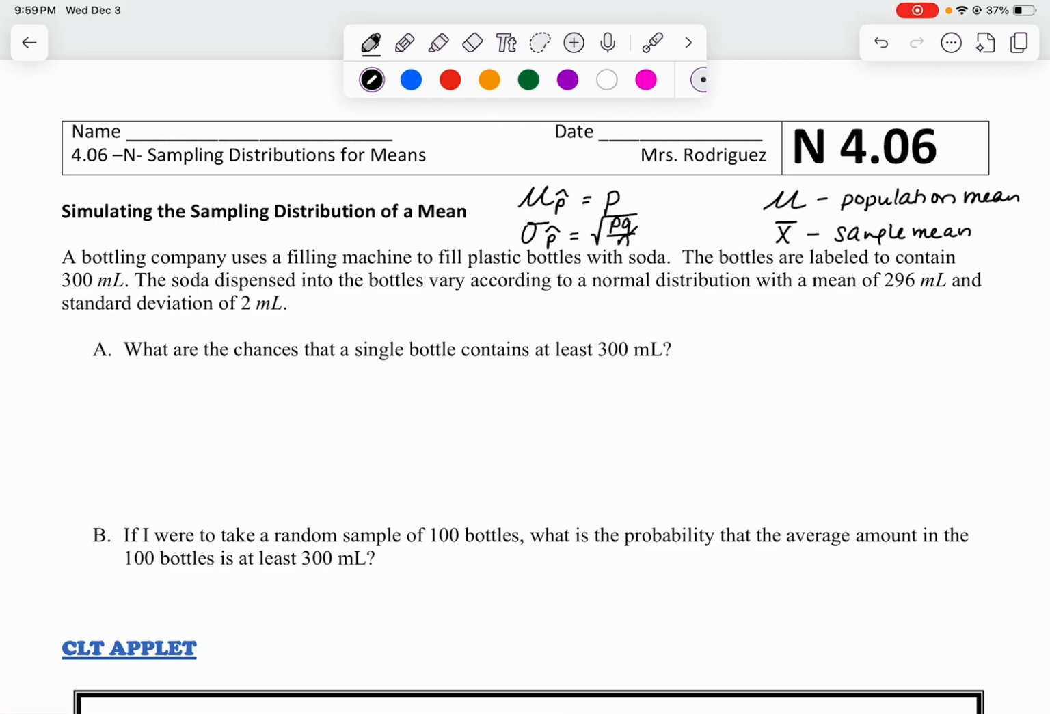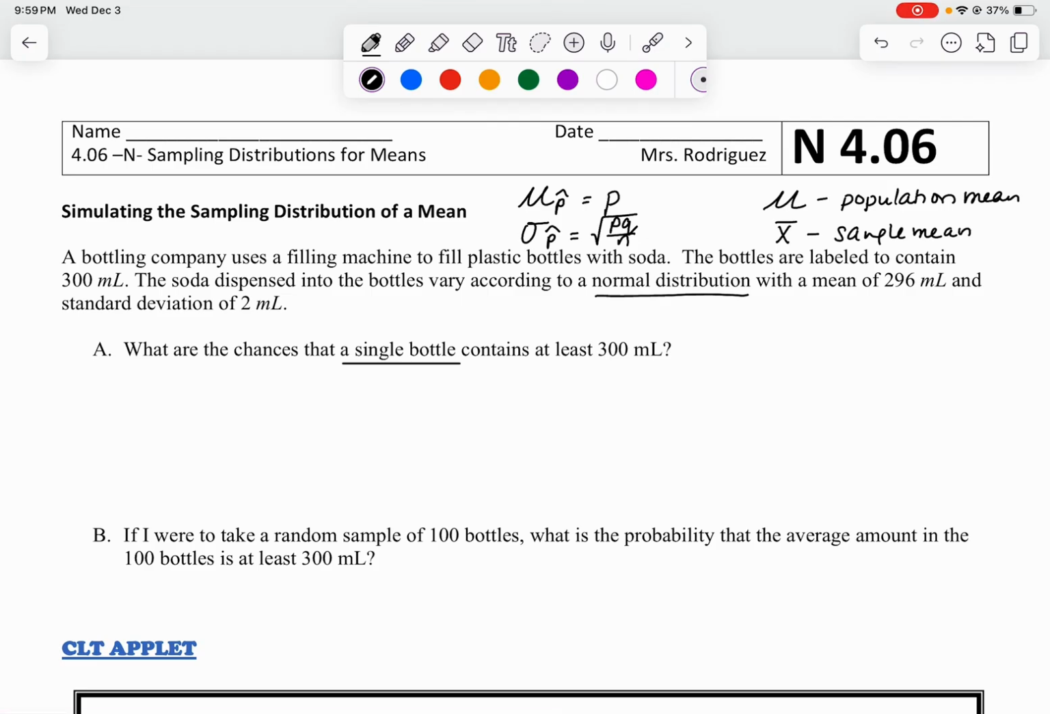A bottling company uses a filling machine to fill plastic bottles with soda. The bottles are labeled to contain 300 milliliters. The soda dispensed into the bottles varies according to a normal distribution with a mean of 296 milliliters and a standard deviation of 2 milliliters. What are the chances a single bottle contains at least 300 milliliters?